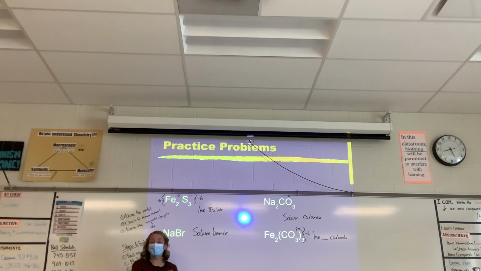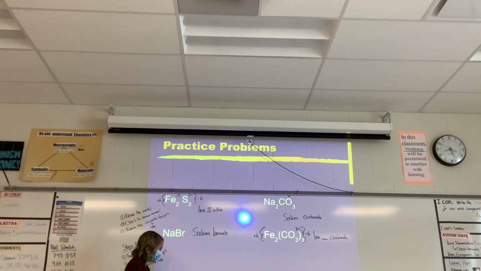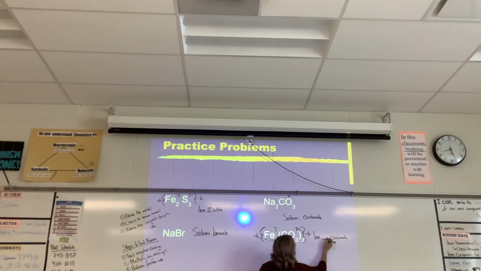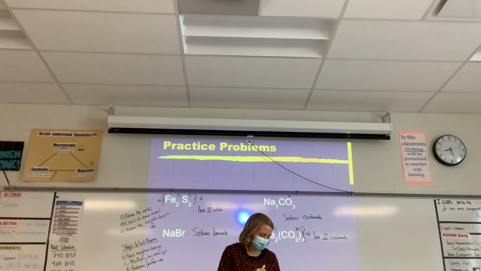That means that the positive side needs to add up to plus 6 as well. So 6 divided by 2 is 3. That gives me a 3 again. Iron 3 carbonate. Questions on naming thus far?